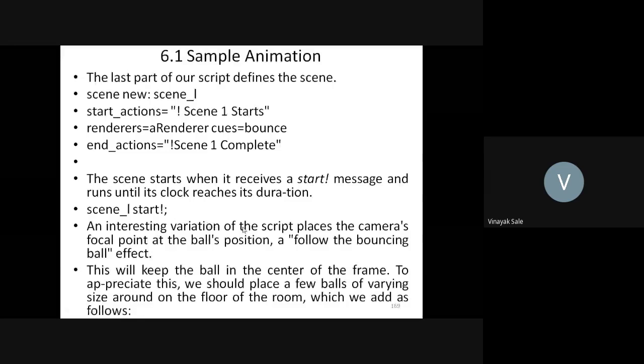An interesting variation of the script places the camera's focal point at the ball's position. This is the follow the bouncing ball effect, and it will keep the ball in the center of the frame. To appreciate this, we should place a few balls of varying size around the floor of the room, which we add as follows.